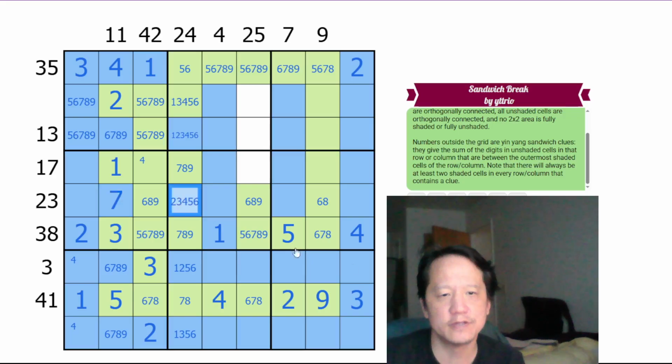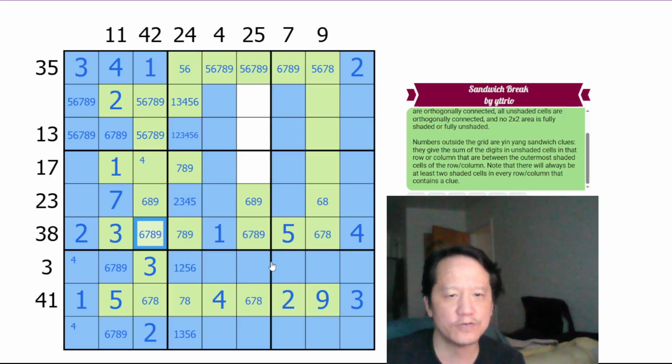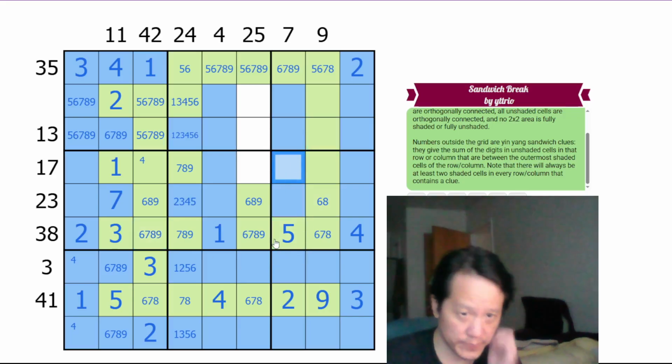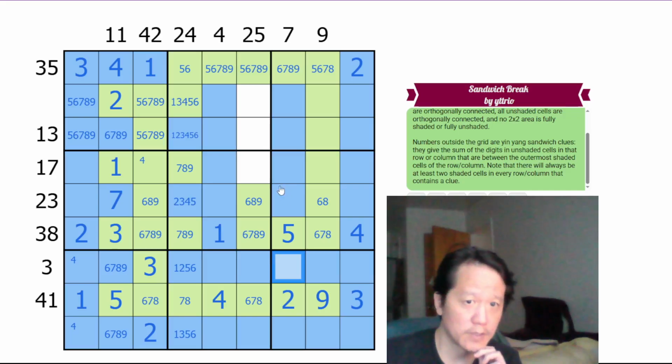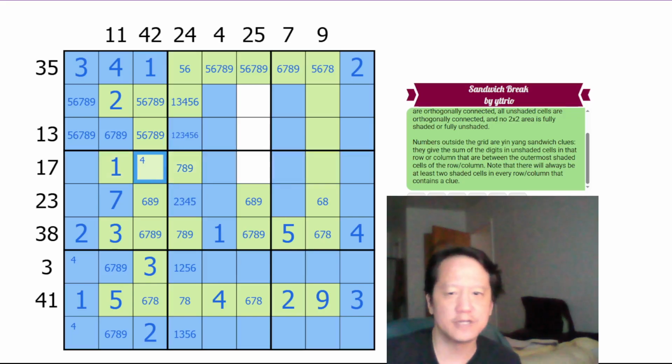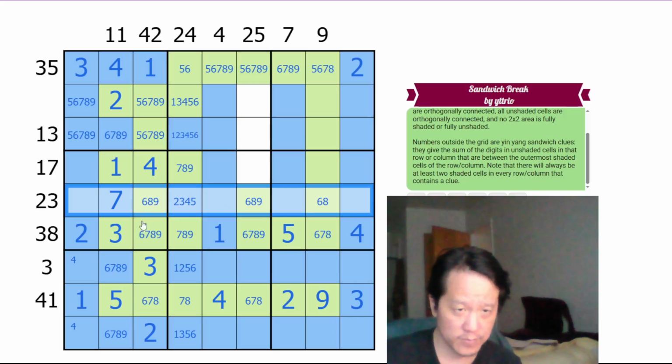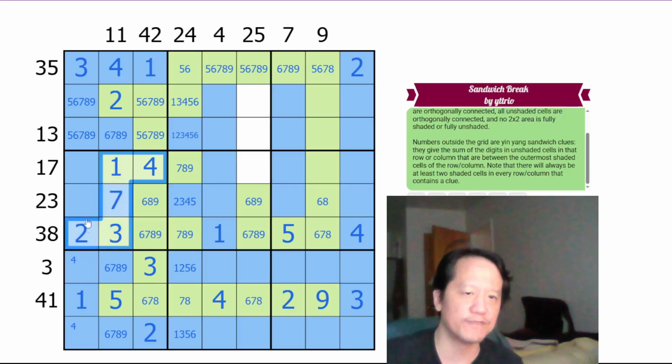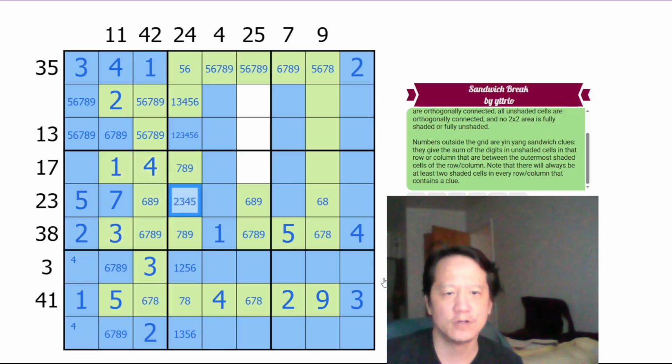It's 7. This can't be 6. It's 2, 3, 4, 5. No 5 here. No 5 here. This adds up to 17. And this is guaranteed to be a 4. Remaining digits in row 5. Well, this can't be 6, 8, 9, or 7. Cannot be 1, 2, 3, 4, so it has to be 5 here. Which eliminates 5 in the rest of the row.